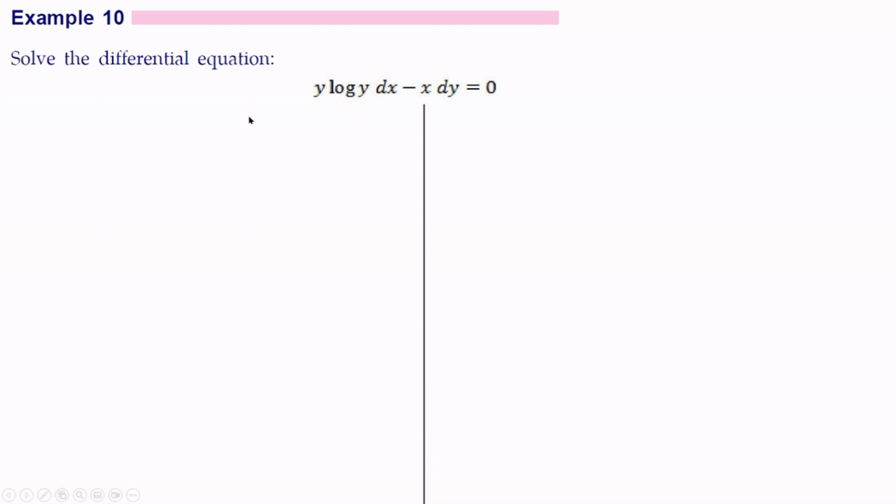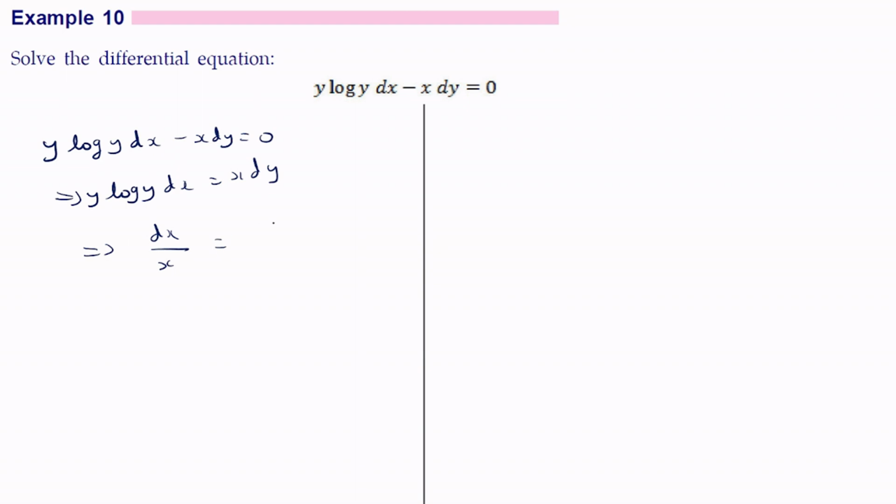Next question, solve the differential equation y log y dx minus x dy equal to 0. So first let us collect all the x terms on one side and y terms on the other side. So y log y dx minus x dy equal to 0 implies y log y dx equal to x dy. So from this we get dx by x equal to dy by y log y.